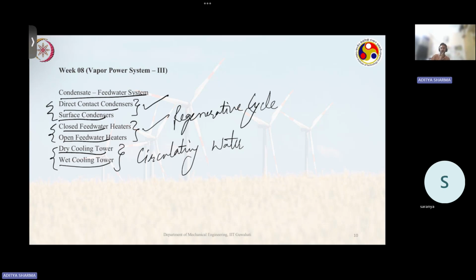So what happens in your dry cooling tower is you blow air across the water that you want to cool down, the circulating water, and this air takes away the heat in the form of sensible heat. So this is your dry cooling tower. And in your wet cooling tower, from the word wet you can get an idea that evaporation is also involved. So evaporation also helps in taking some amount of heat from this circulating water. Okay, so this is the difference between your dry cooling tower and wet cooling tower.